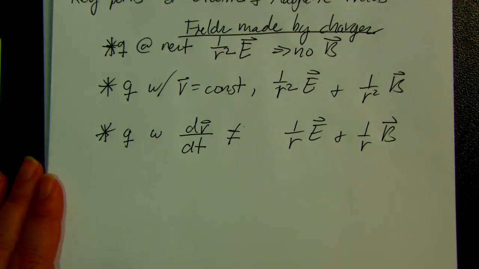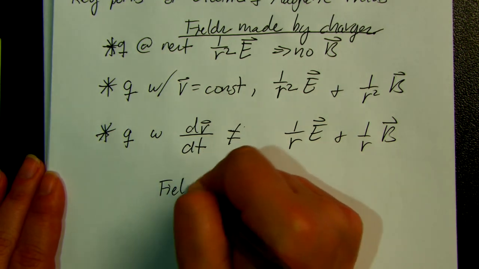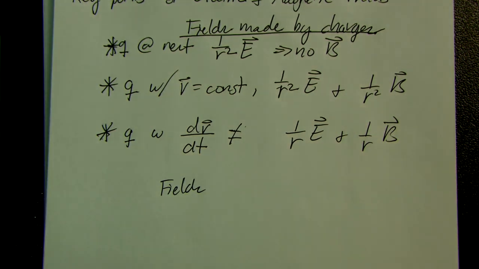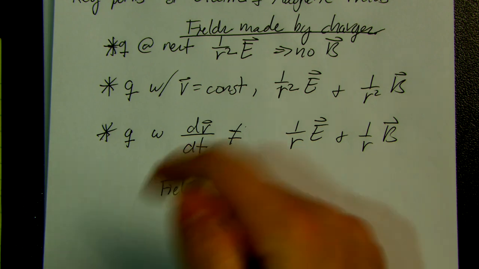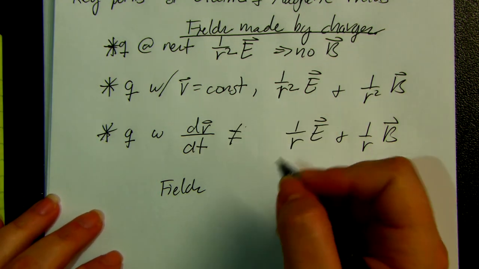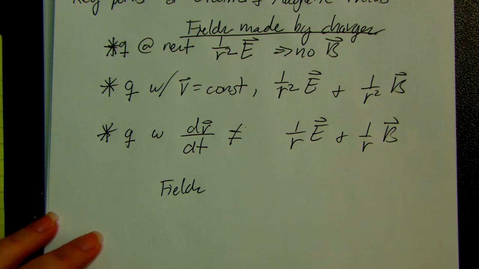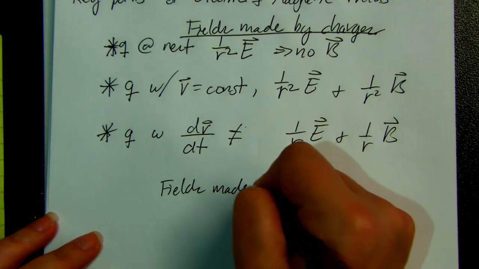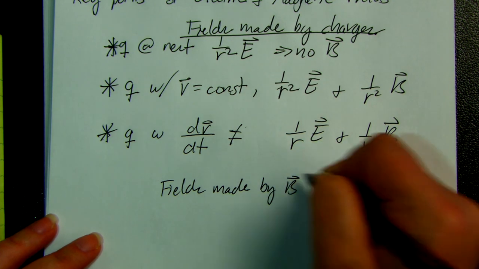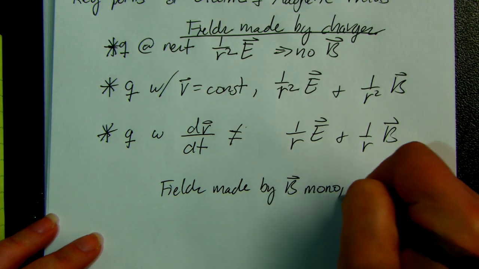All right, so here's a little teaser of stuff you can do. If you take an electromagnetism class, unfortunately you can't take it here because we don't offer it, you get to do E and M with magnetic monopoles, which are entirely theoretical and probably don't exist. But Maxwell's equations work with them, which is very interesting. So fields made by magnetic monopoles.